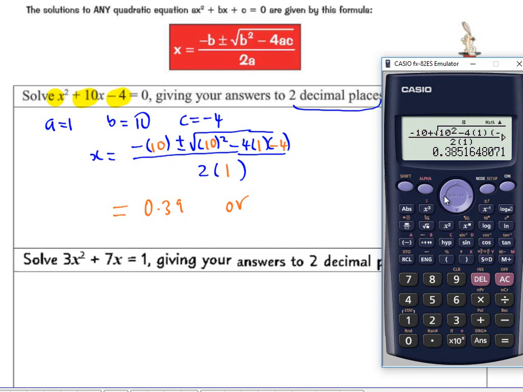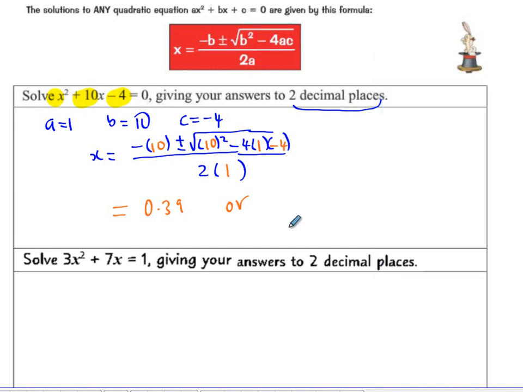The next answer will be when this is negative. So you just press the back button there and then bring your cursor up and all the way. Sorry about that. Just go all the way for the positive now to become negative, and then minus that, and then put an equal sign here. So this is the negative side. And I get minus 10.385. Again, 2 decimal places, minus 10.39.